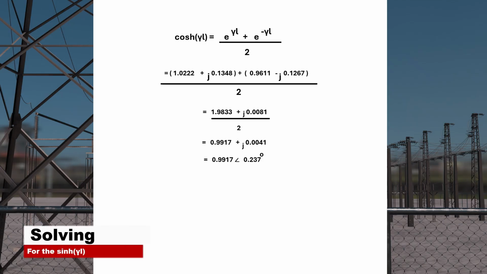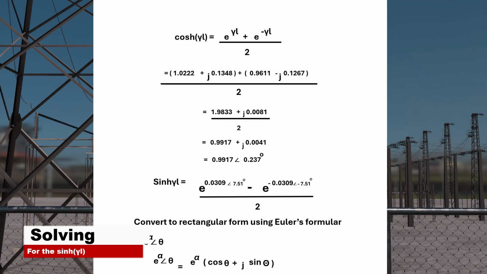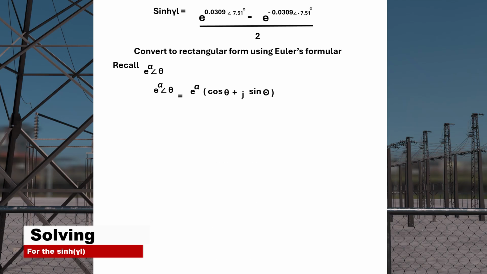In the same vein, sinh gamma L can also be determined. Since we are working with the same values as before, there is no need to go through the entire process again. The only difference lies in the numerical sign here, which changes from plus to minus.